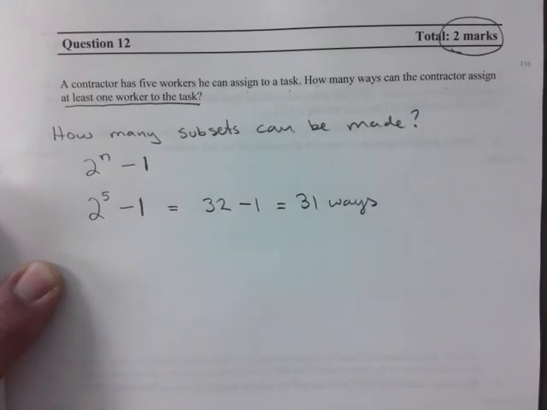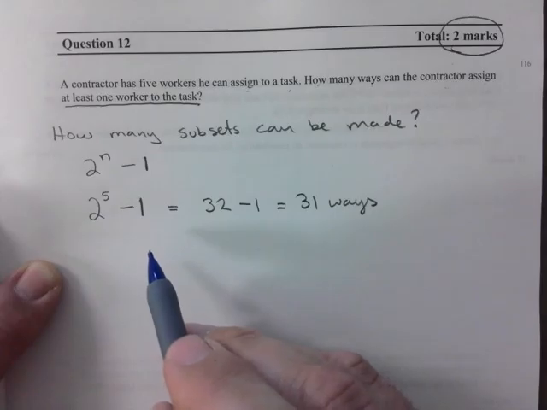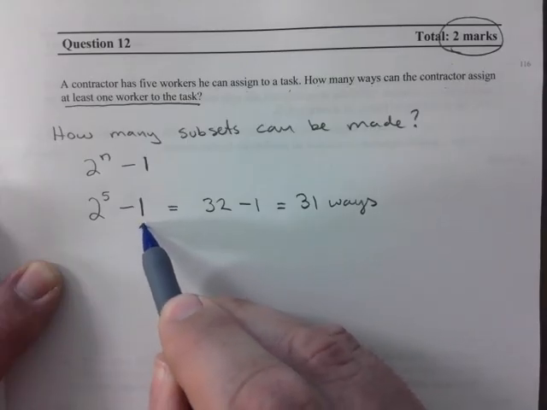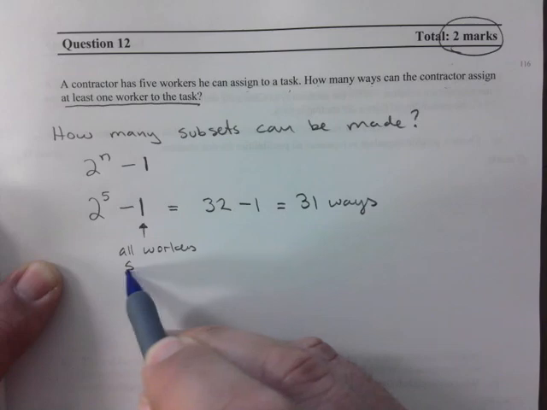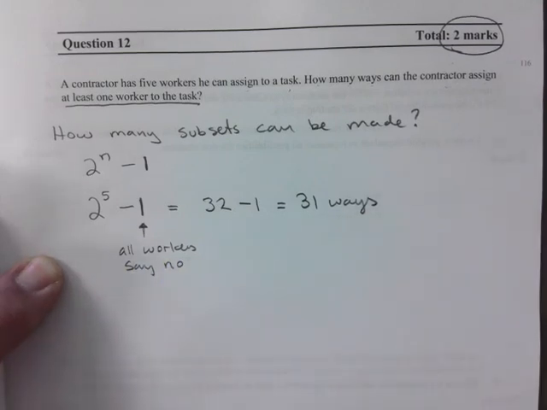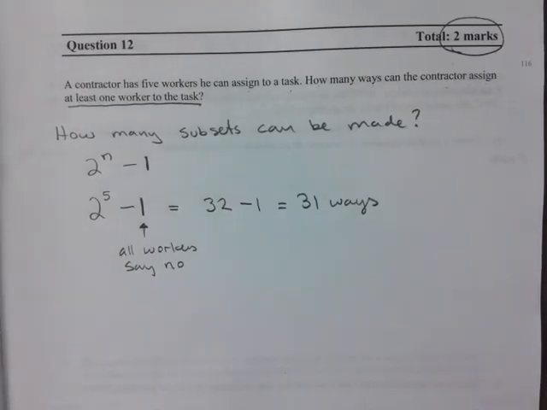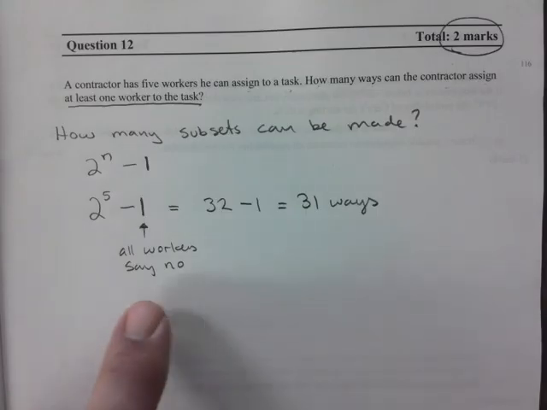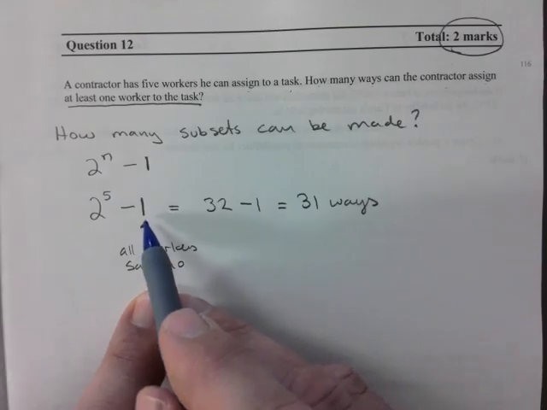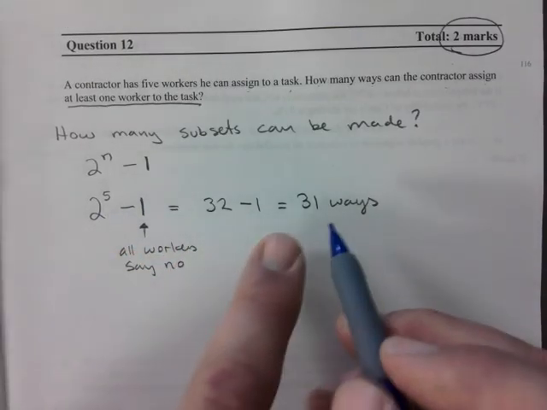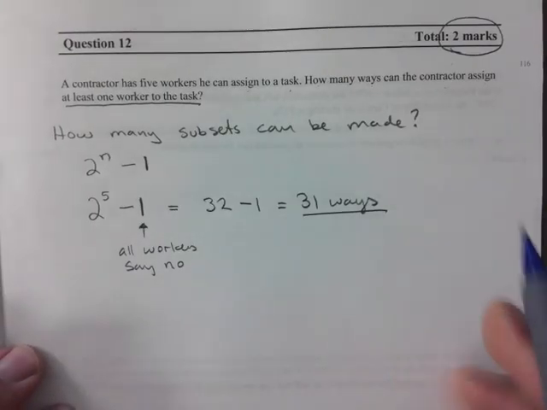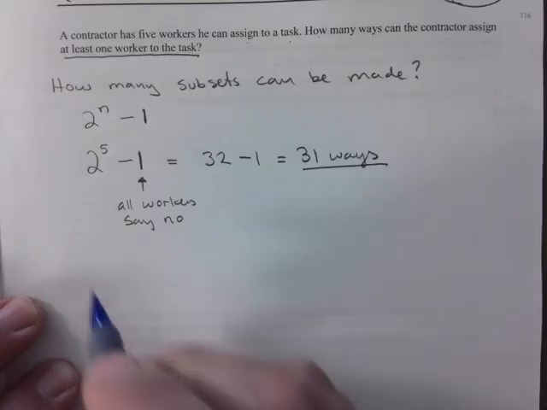And I'll explain this a little bit more. This is where all workers say no. Okay? You're eliminating the one chance where all 5 of them are saying no, no, no, no, no, we're not. Okay? So that would be, obviously nobody is assigned to the task. So if you remove that one from all possible, then there's 31 ways. Okay? Let me try that one more time.